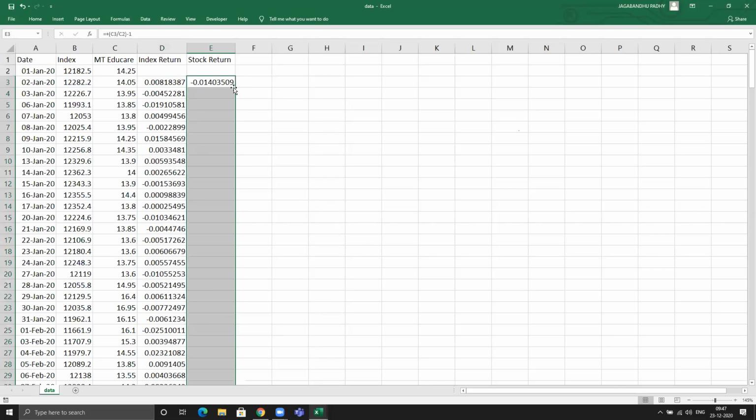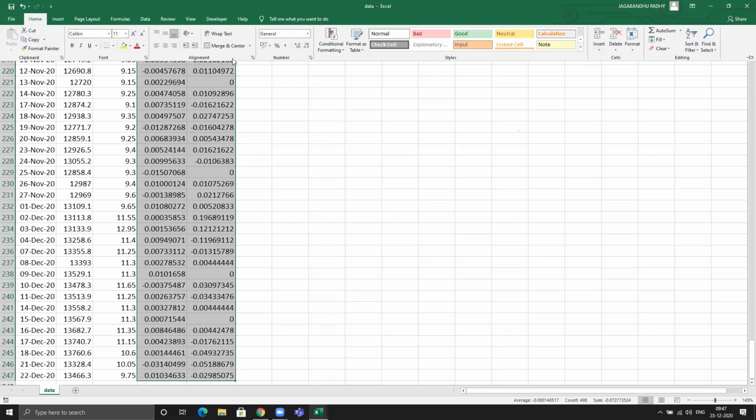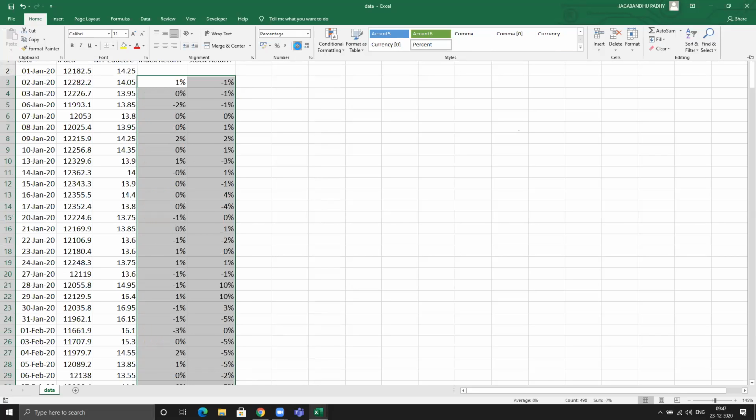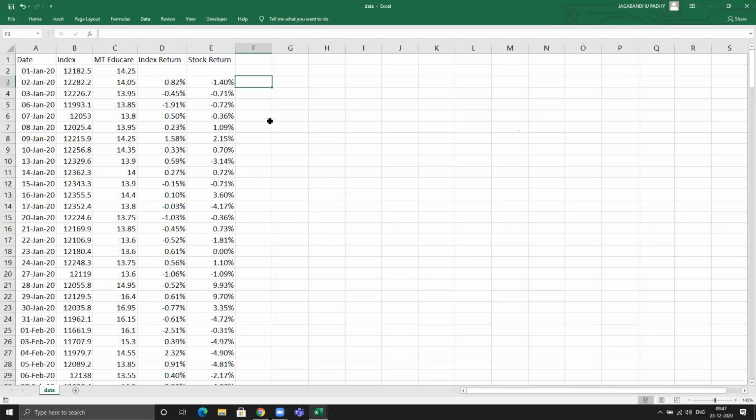So stock return ko bhi we'll just drag it, and maybe just for visual better presentation we can convert it into percentage. तो ये हो गया आपका index return and stock return. Now to get the beta of the stock, Excel में कौन सा कमांड पता है आपको? How to get the beta of any stock? Slope कैसे निकालना है?